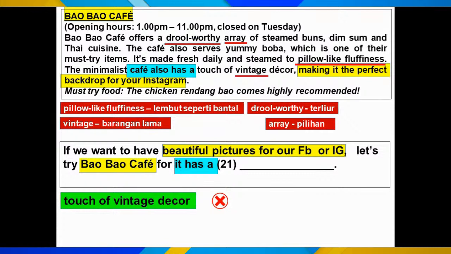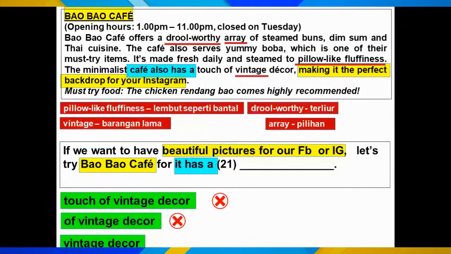Okay. How about this one? Of vintage decor. Do you think we can accept it? Okay, so again, no. Why? Because when you put it as part of a sentence, it is grammatically incorrect. It has a of vintage decor. So definitely it's wrong. How about this one?